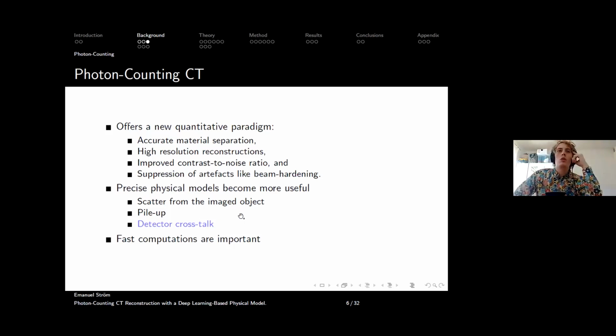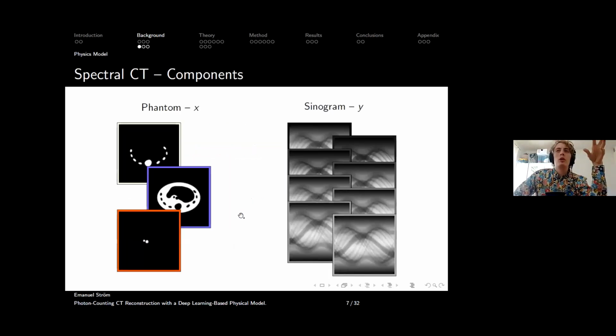So moving on, we're going to focus on detector crosstalk. Let's talk about the physical model right now. We can think of these colorized sinograms and colorized phantoms as different channels, right? Each of the materials can be thought of as a separate image, and each of the energy bins can be thought of as a separate sinogram. The physical model that we're using here is that each of these pixels inside the sinogram is a Poisson random variable.